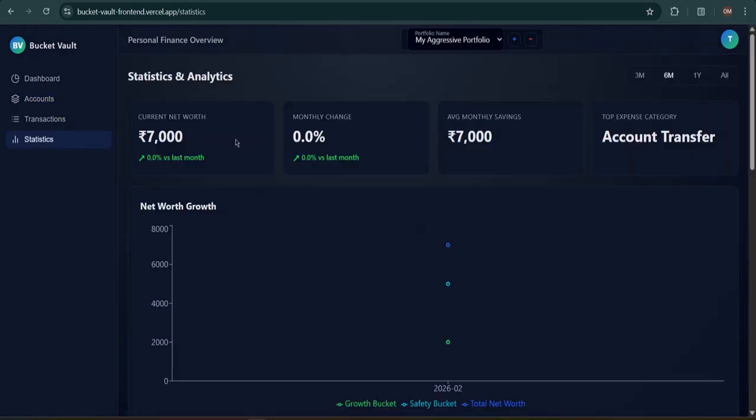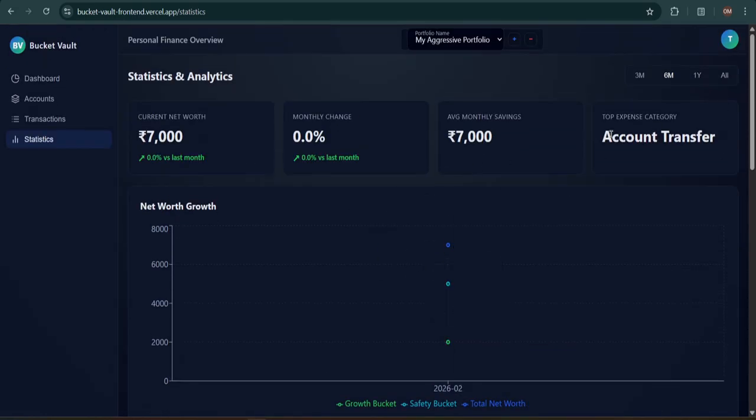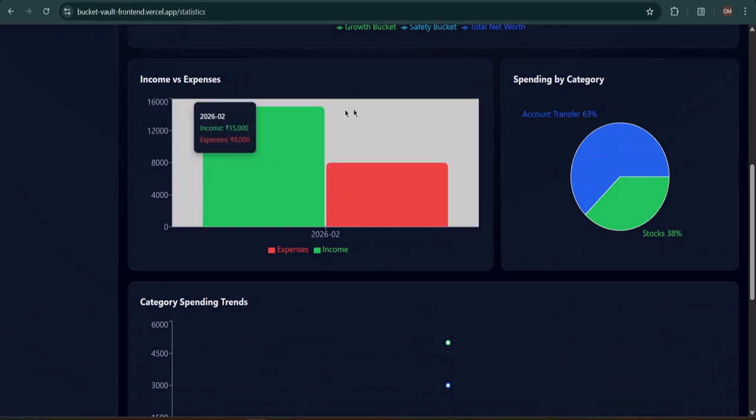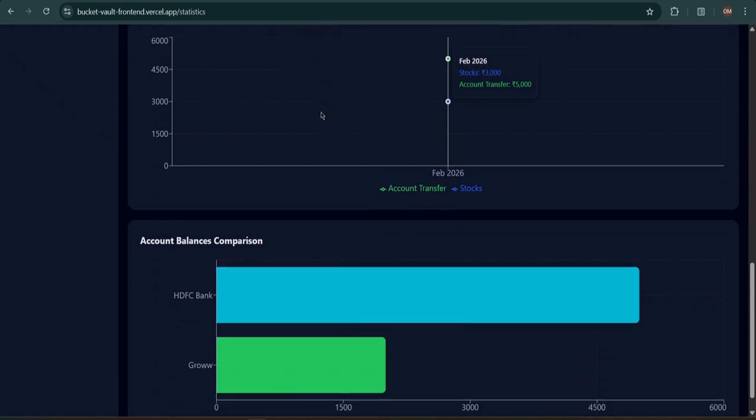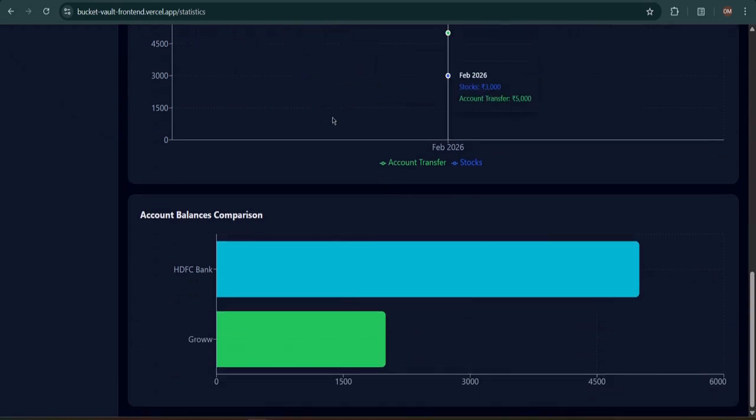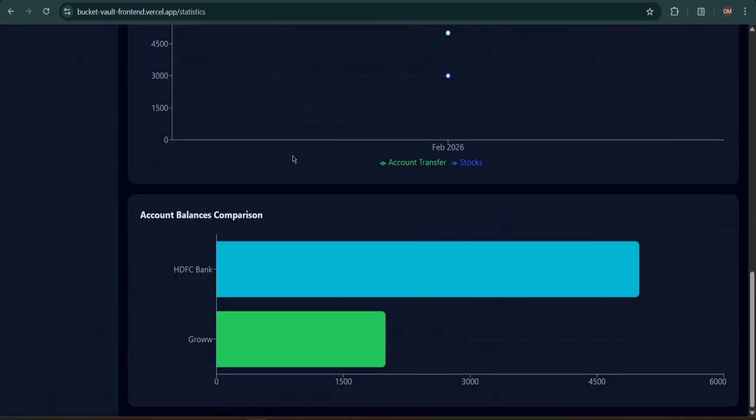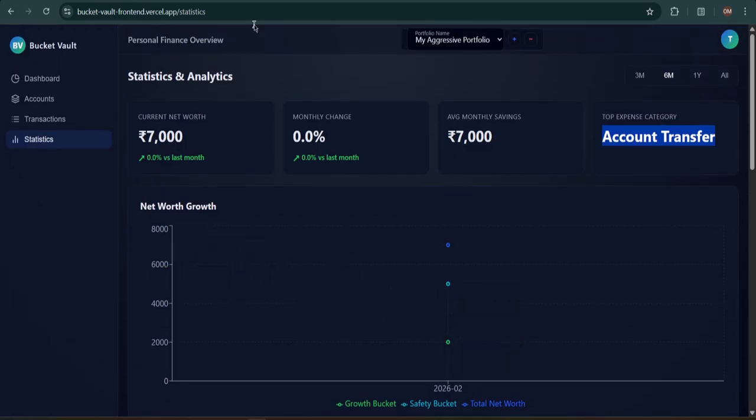Now let's go to the statistics page. We can see brief statistics here. The top spending category was account transfer because it was the highest spending category. We can see some statistics here as well, but I have a better version that would justify the efforts put in here with detailed, fine-grained transactions. Let's hop on to my local dev version, where I have created some dummy transactions, and we would see the full potential of the statistics page there.